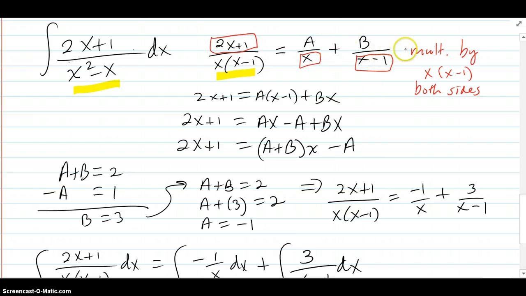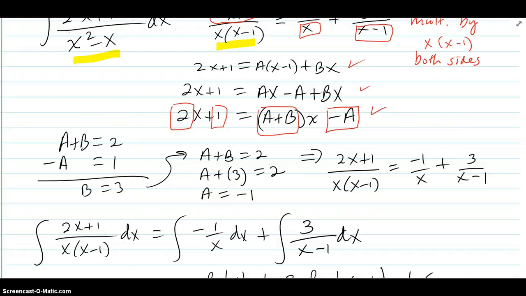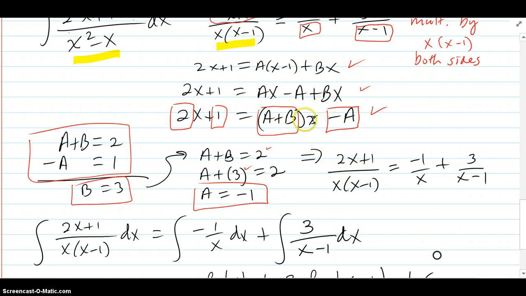Same procedure, we multiply both sides by the LCD, and then that produces this equation. Grouping the terms together, now you see you have this. So now you realize that the A plus B is the coefficient of the x. That must match up to the 2, and the 1 must match up to the negative A. So that's the way you're going to do it. Here's your two equations, and solve. B equals 3, plug that back into one of the equations, put the 3 in, and A equals negative 1. So here's your partial fraction decomposition right here.